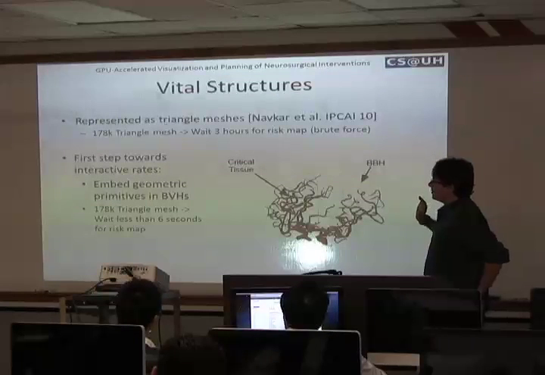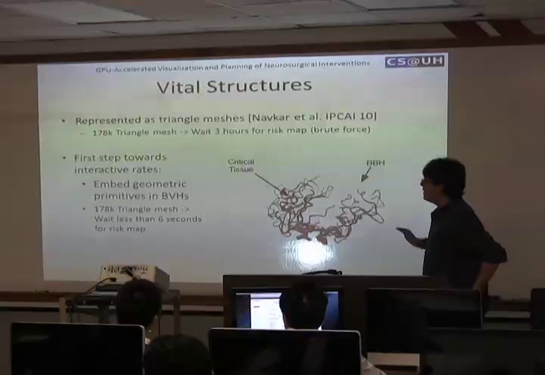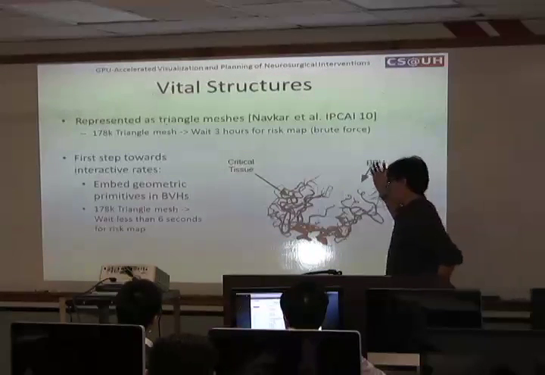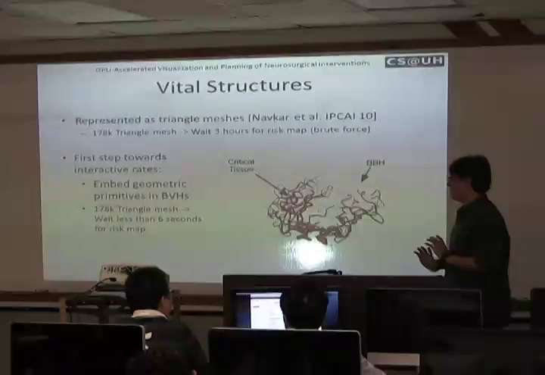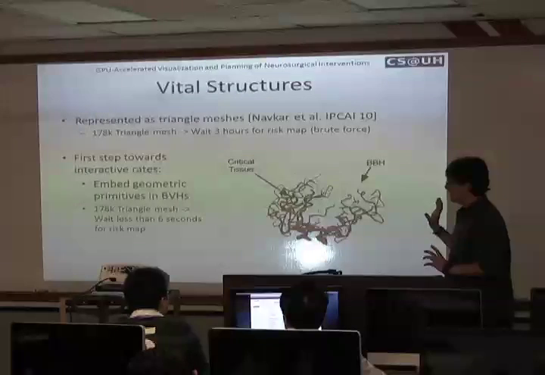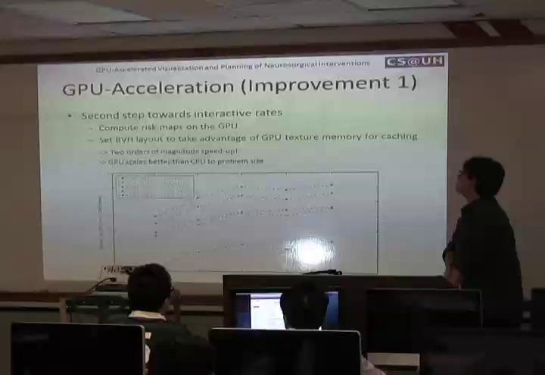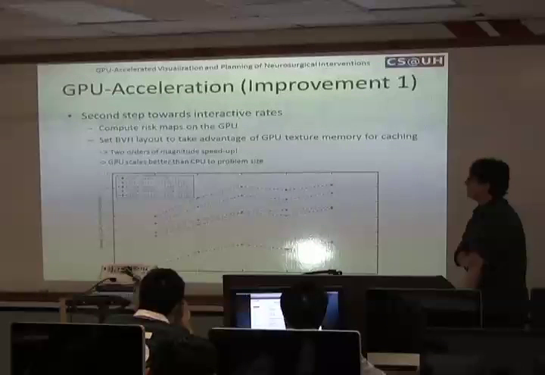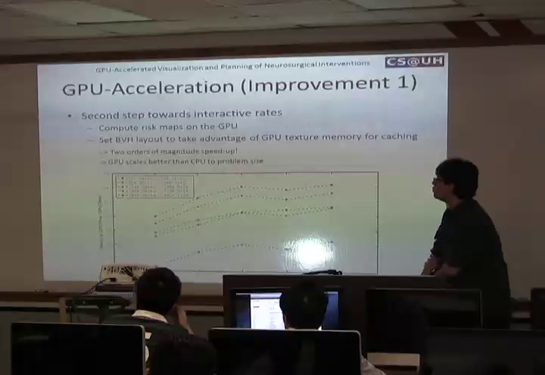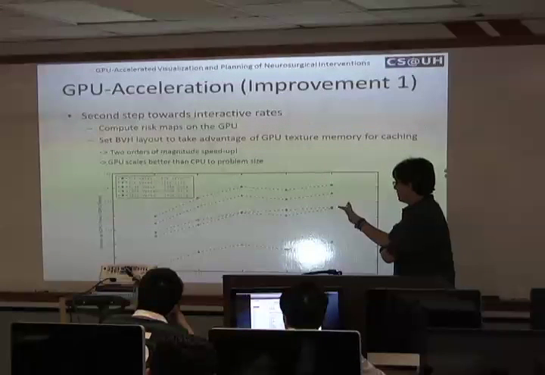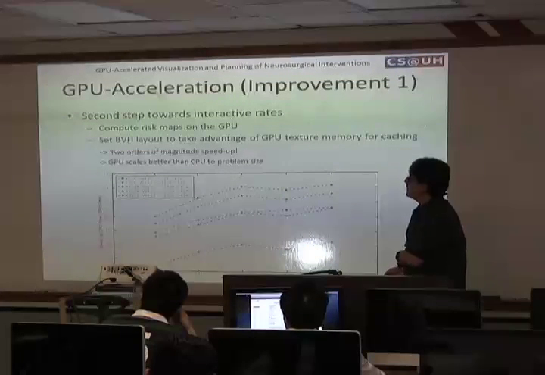Only doing that, the reduction is really huge. You go from several hours to a couple of seconds, which is still not interactive on a CPU implementation. The next thing we do is implement it on the GPU. By implementing it on the GPU, we achieve a speed-up of an order of magnitude. That's a speed-up comparison between our CPU backend implementation and the GPU implementation.